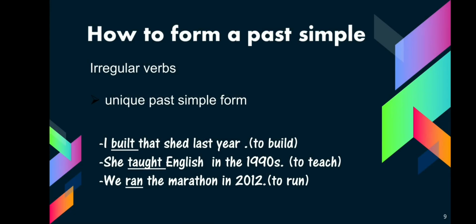Now let's have a look at the irregular verbs. All irregular verbs have a unique past simple form. For example, I built that shed last year. She taught English in the 1990s. We ran the marathon in 2012.